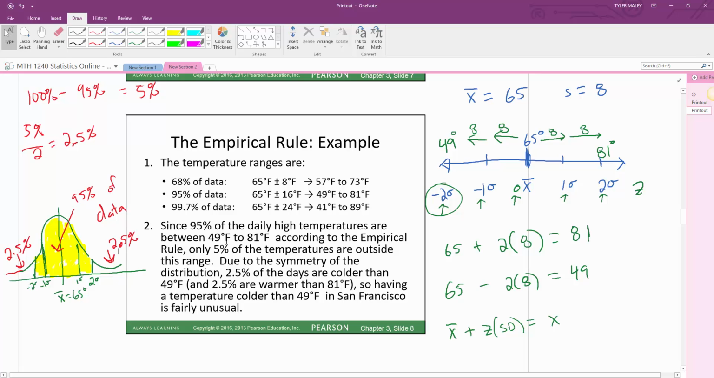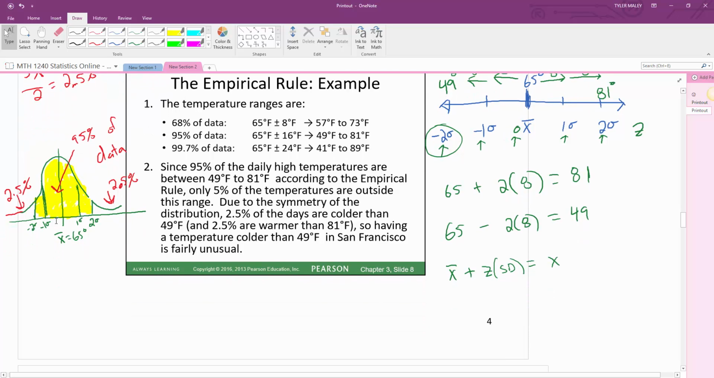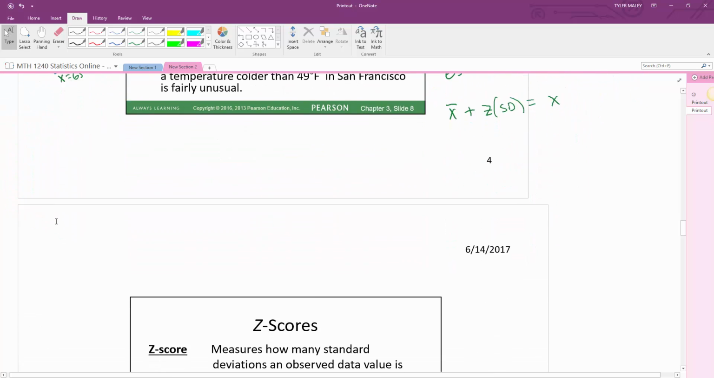So having a temperature colder than 49 degrees would be very unusual. It's not going to happen very often. So things that are near the mean, these are going to be your typical values, things that happen a lot. They're more frequent.